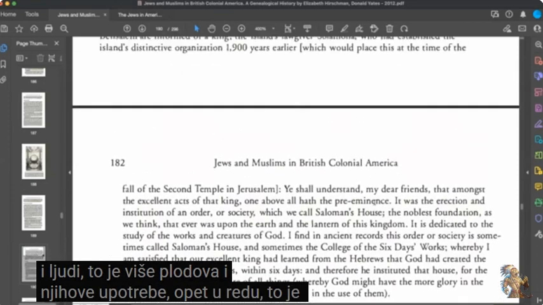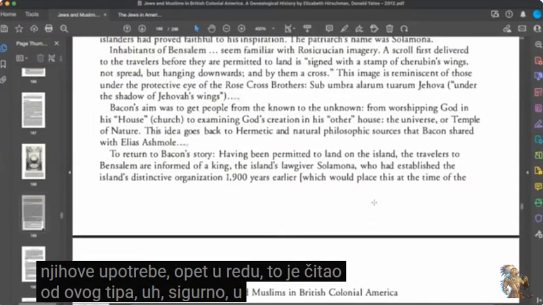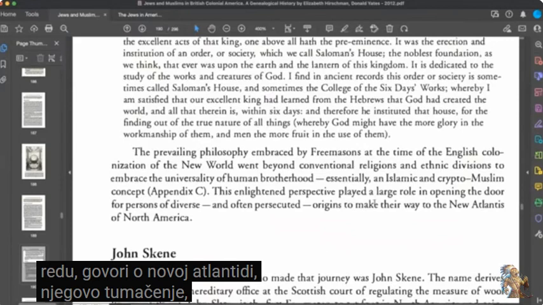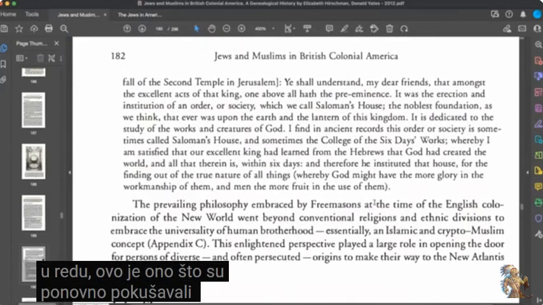All right, again, that was reading from this guy, Churton, talking about the New Atlantis, his interpretation. This is what they were trying to do, again, set up shop here.